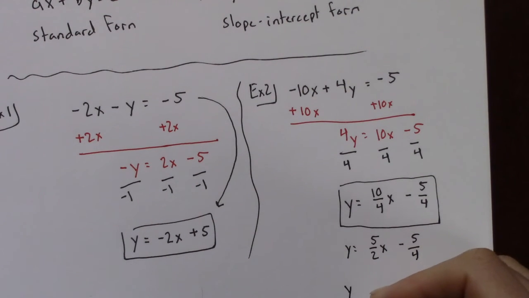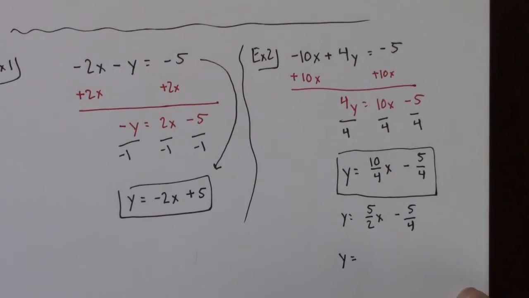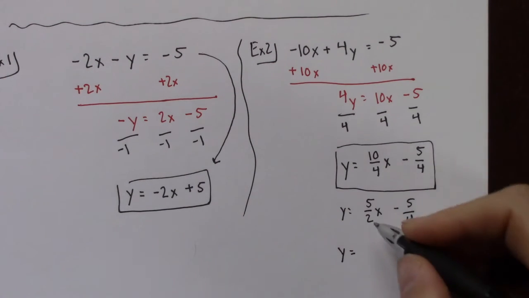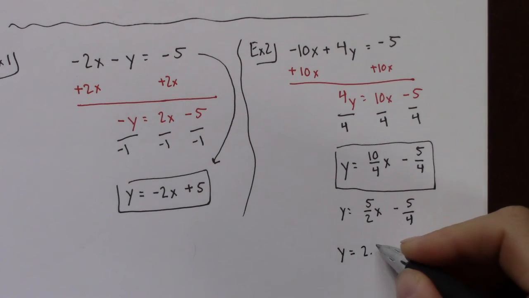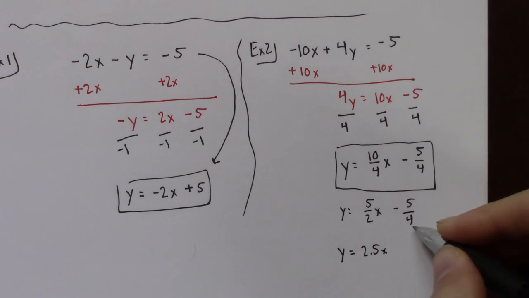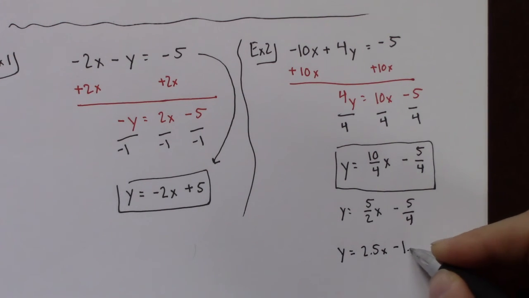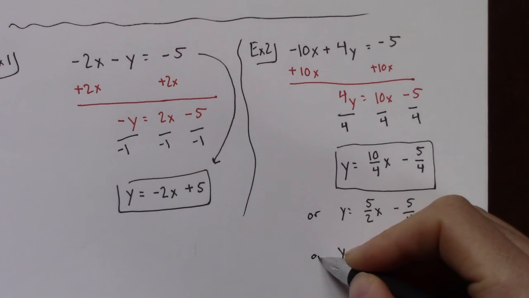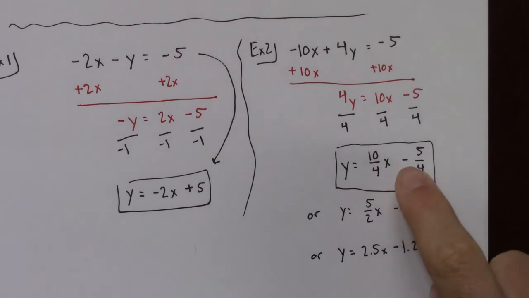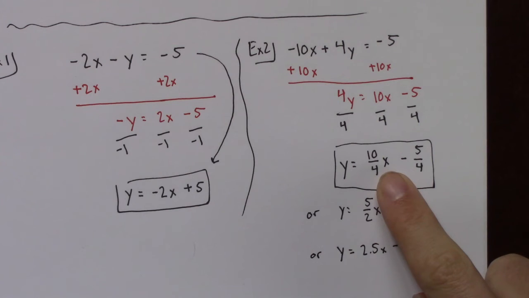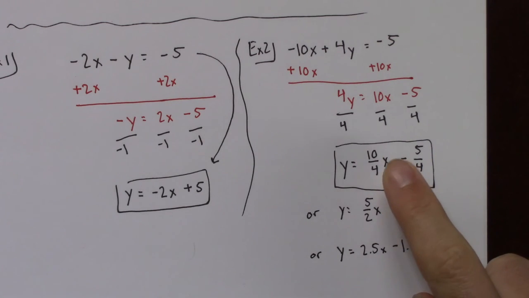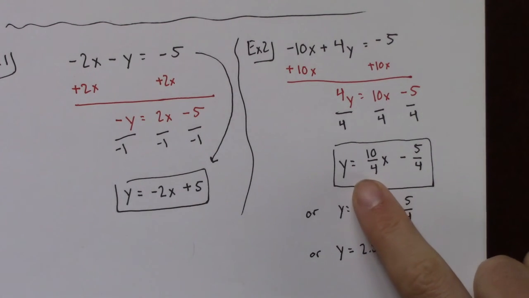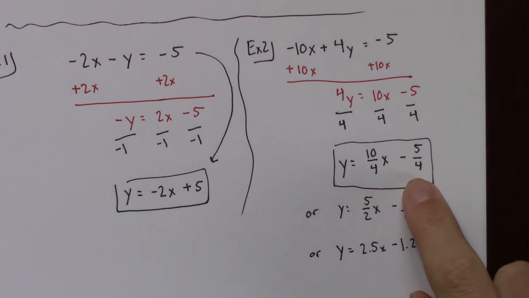You could convert each thing into a decimal, so 5 over 2 you could write as 2.5, and the minus 5 over 4, you could do minus 1.25. So you've got multiple ways you can write these. I'll tell you up front, the way I have the problems coded, this should be acceptable, and you're totally fine to just leave your answer as this.